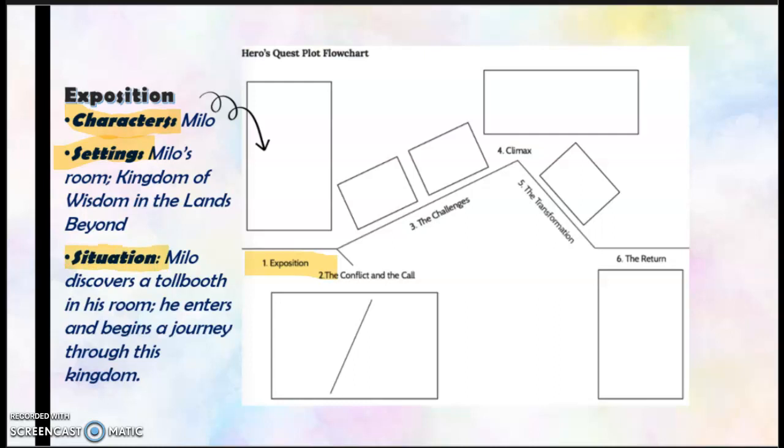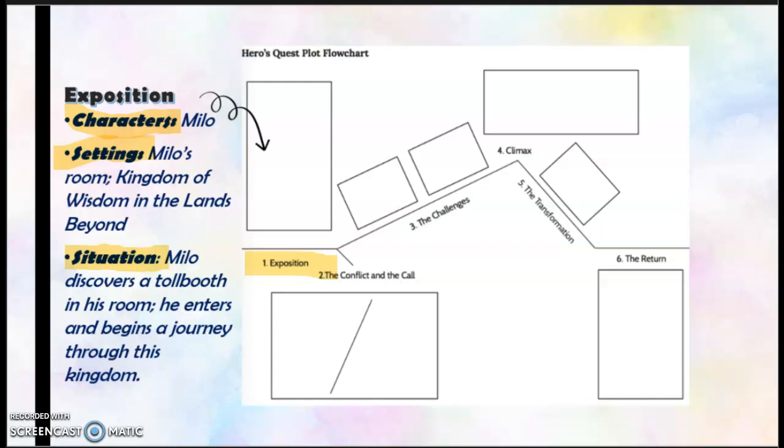So we know that the exposition of our story is we have Milo, and he's on this journey with Tock, and they start off in Milo's room, and then they go on to the Kingdom of Wisdom and the lands beyond. And the situation is that Milo discovers a tollbooth in his room. He enters and begins a journey. So that is the same.